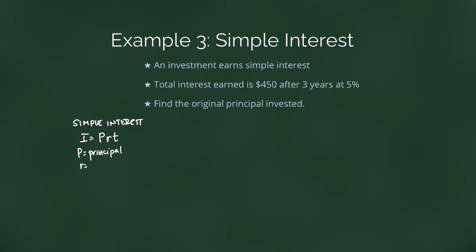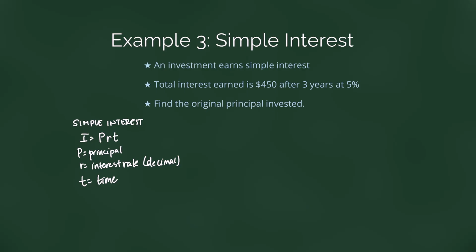R is the interest rate. We're going to use that as a decimal. And T is the amount of time that you invested in. And that's typically in years because our interest rate is typically for some number of years.